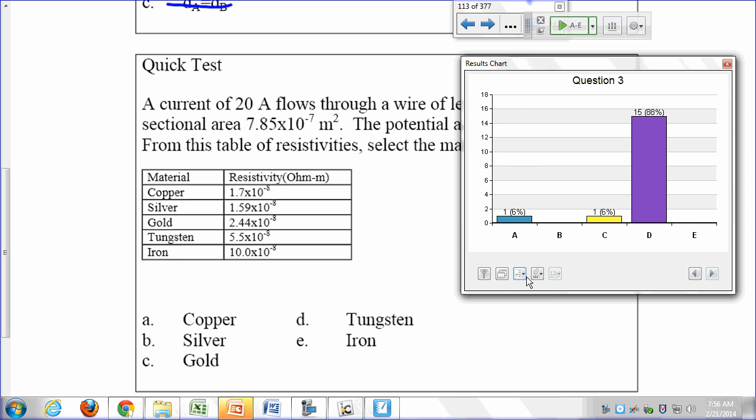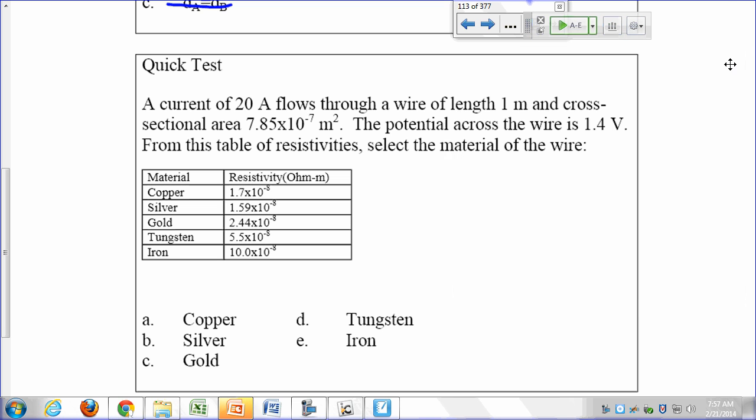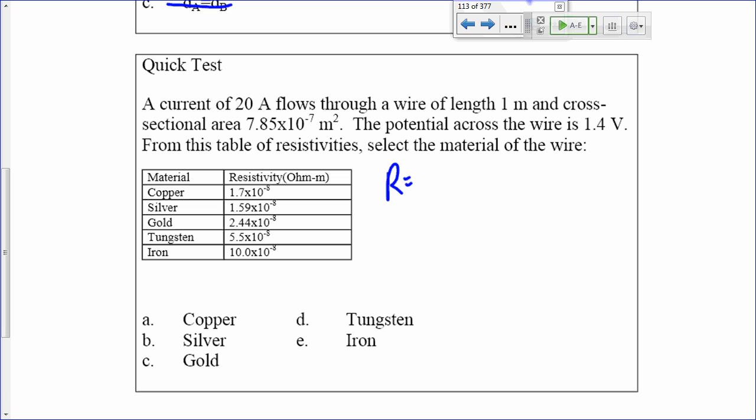All right, D is the correct answer. Very good. It is tungsten. As I said, this is a nice way to determine unknown metals. So you just put a voltage across it, measure the current, and then you can find the resistance, V over I, which is going to be 0.07.